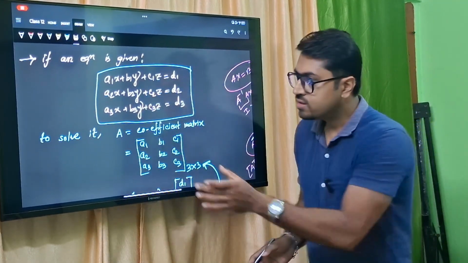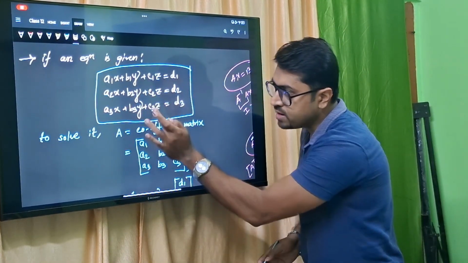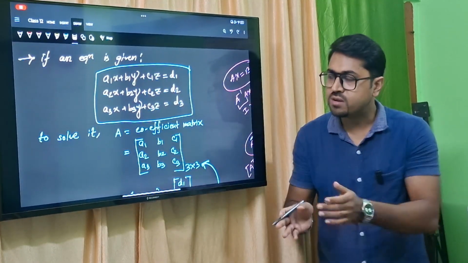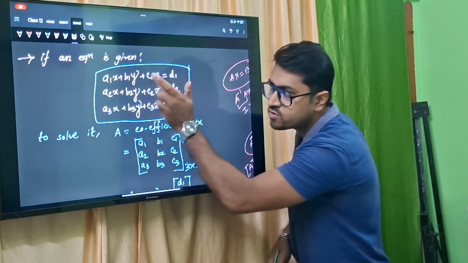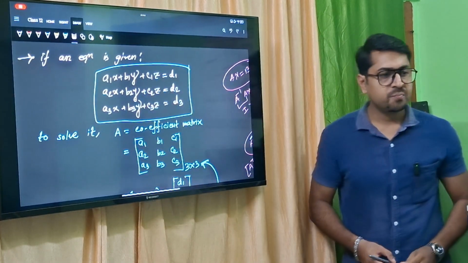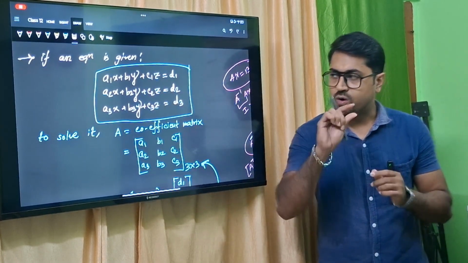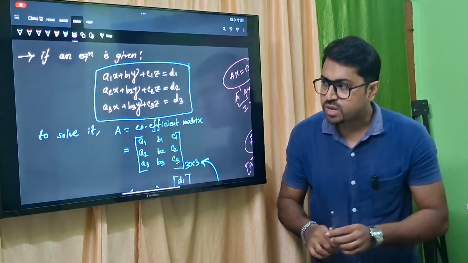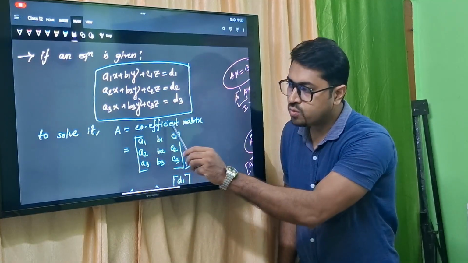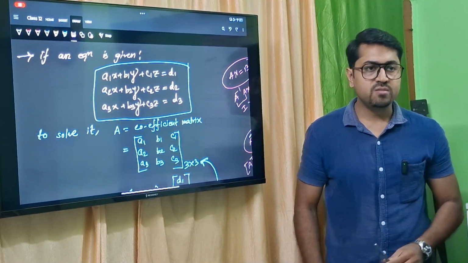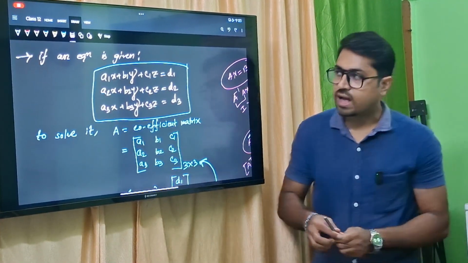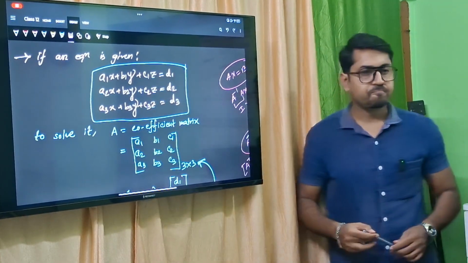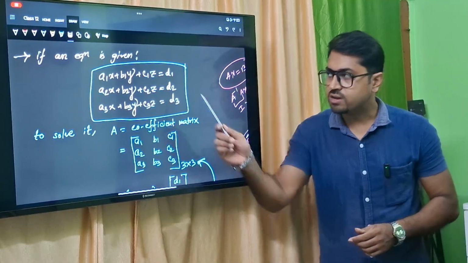So if you see the coefficient of each and every variable, don't you feel that it will form a matrix, with proper arrangement along its columns and rows? Wherever you feel that a horizontal or vertical arrangement is there, that means it is a matrix arrangement. That is why I have taken the matrix A as the coefficient matrix. Coefficient matrix means coefficients of each and every variable, that is a1, a2, a3, b1, b2, b3, c1, c2, c3, like this. Clear?